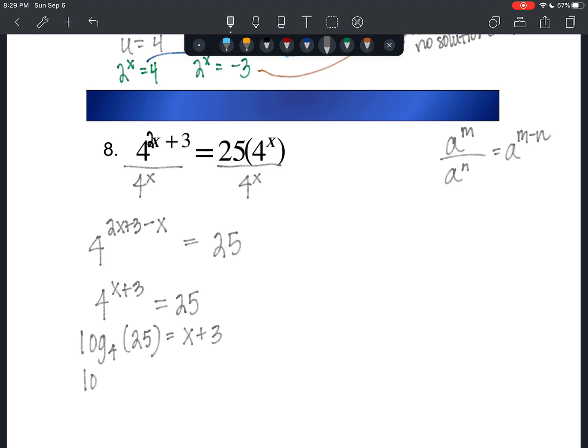I'm going to subtract 3 from both sides. Log base 4 of 25 minus 3 equals x. Now it's important that you write the 25 in parentheses, especially if you're going to put the negative 3 at the end. This is our exact answer. That is indeed our exact answer.